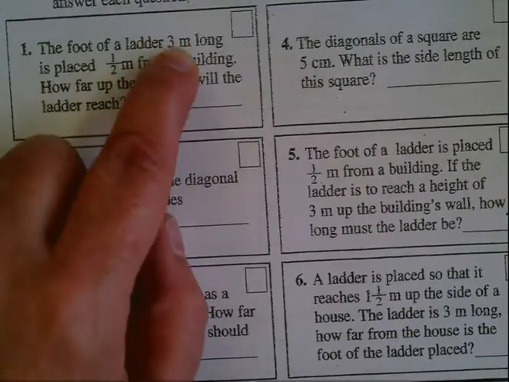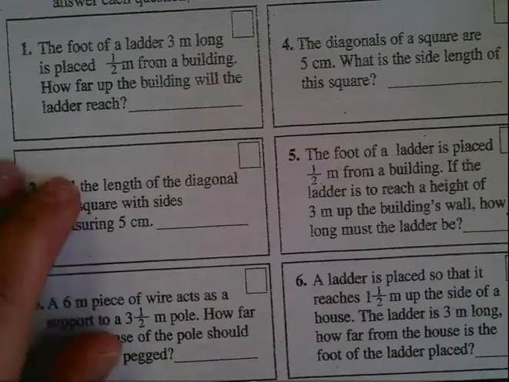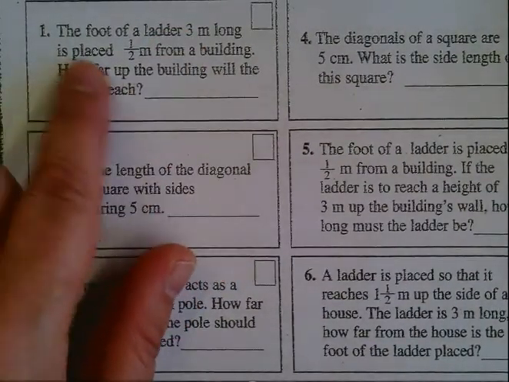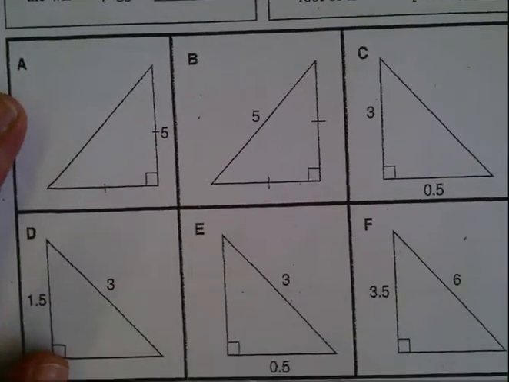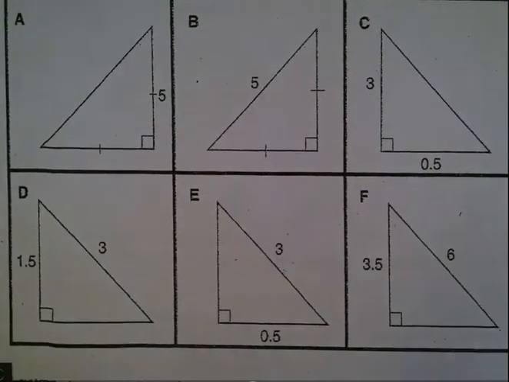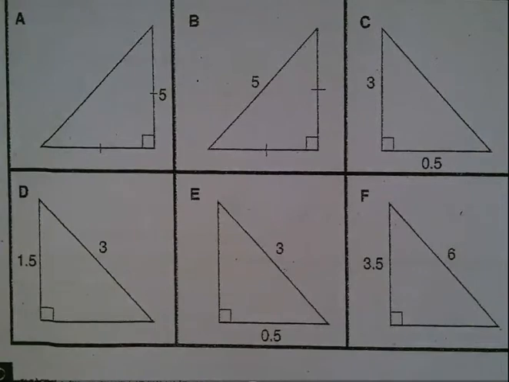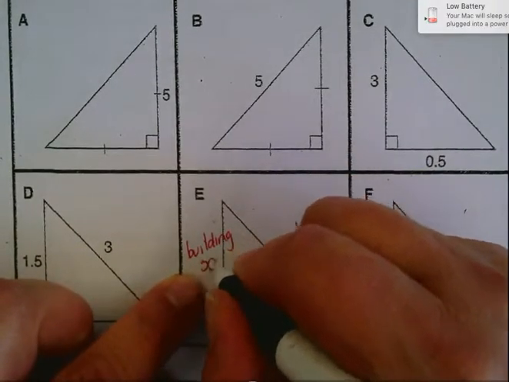So which diagram? The ladder is 3 meters. The ladder is 1/2 a meter from the building. How far up the building will the ladder reach? So which diagram? It's E. The height of the building, I'll call it H or X, it doesn't matter.